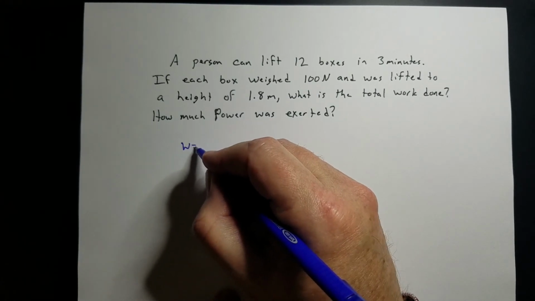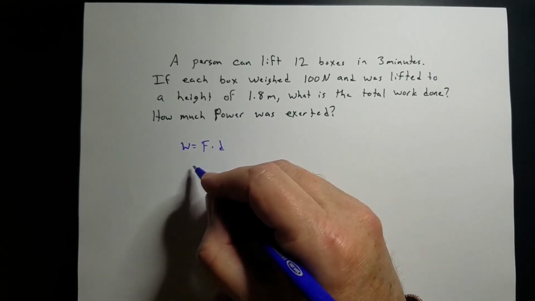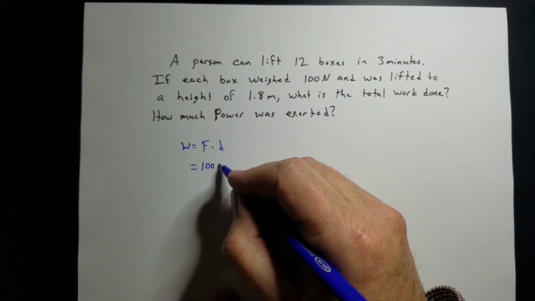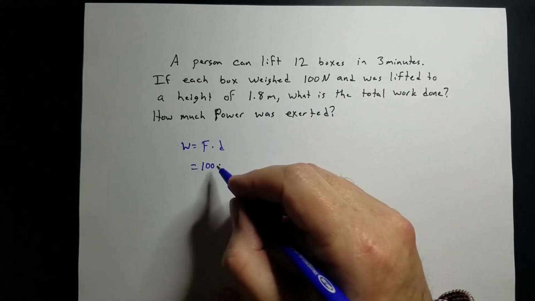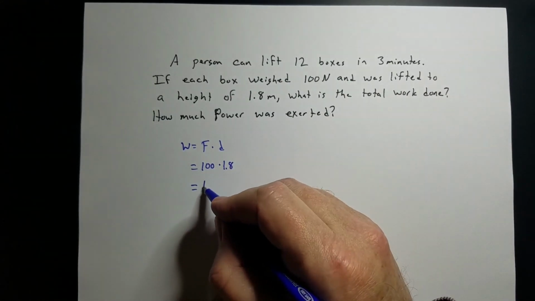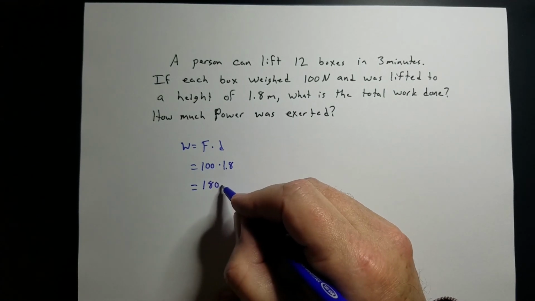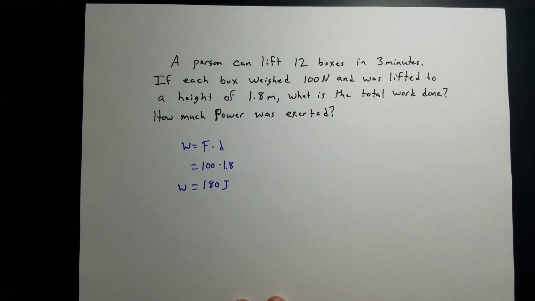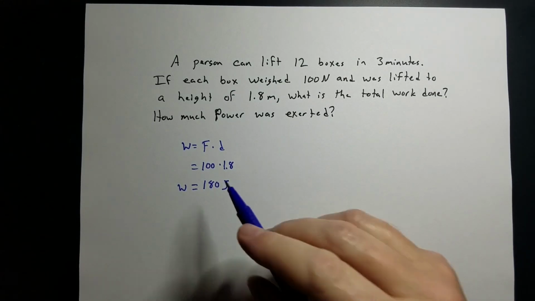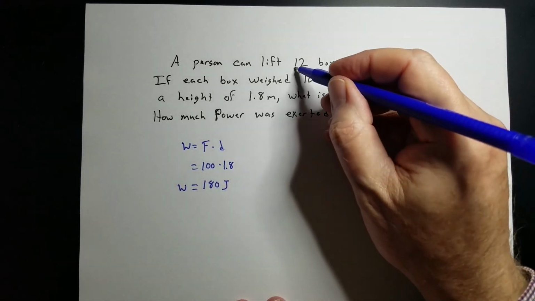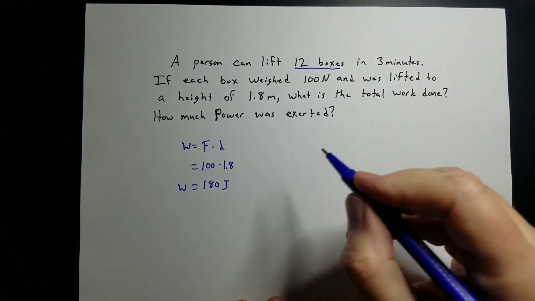So work is force times distance. We got the force that we have to lift, 100 newtons. We've got the distance, 1.8 meters. And again, we're just going to multiply. So that's 180 joules of work that's being done. We've got to figure out power, but that's just how much work is done to lift one. We need to figure out how much they do in total because the person actually lifts 12 boxes.